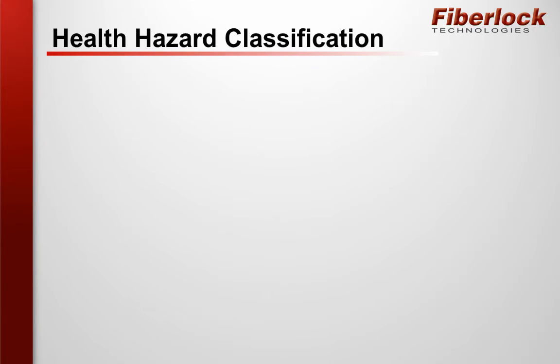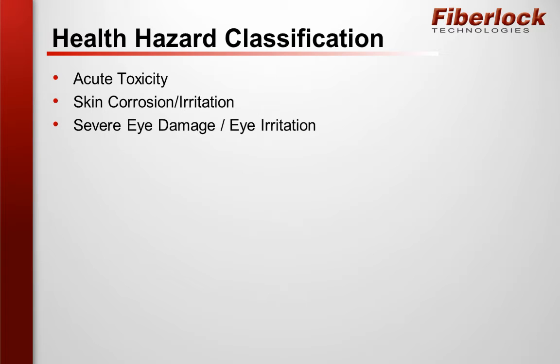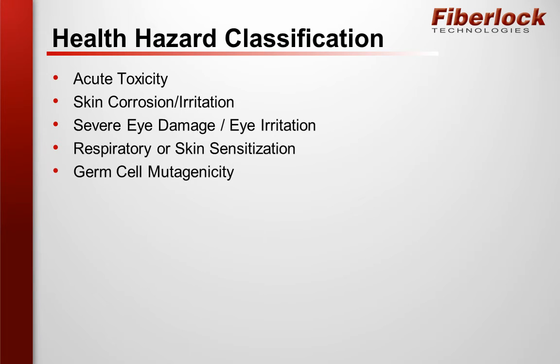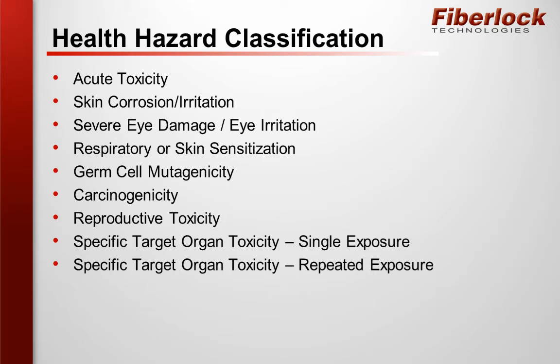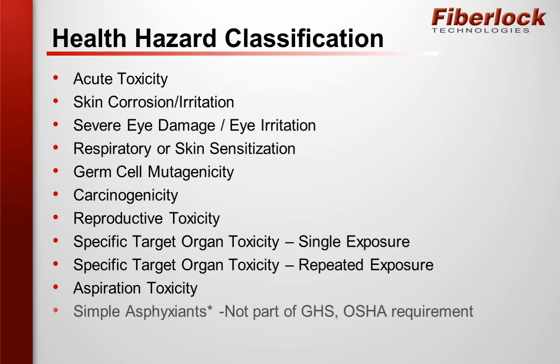New health hazard classifications include acute toxicity, skin corrosion and irritation, severe eye damage and eye irritation, respiratory or skin sensitization, germ cell mutagenicity, carcinogenicity, reproductive toxicity. Specific target organ toxicity includes single exposure. Specific target organ toxicity includes repeated exposure. Aspiration toxicity, simple asphyxiants, not part of GHS and OSHA requirement.